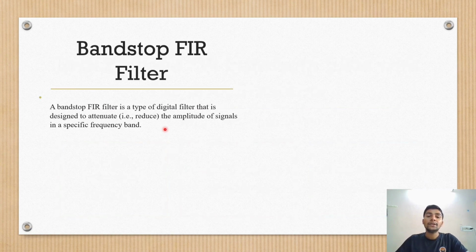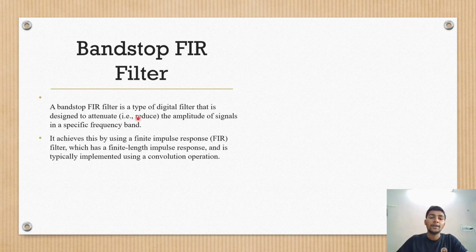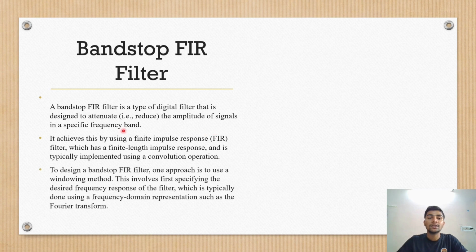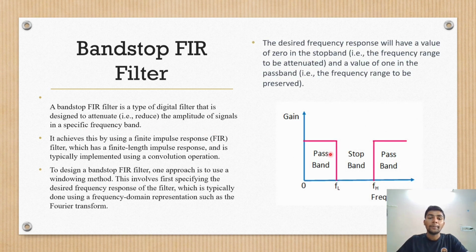Now, what is band stop FIR filter? A band stop FIR filter is a type of digital filter that is designed to attenuate the amplitude of signals in a specific frequency band. To design a band stop FIR filter, one approach is to use a windowing method. In this diagram, you can see here FL is our lower cutoff frequency and FH is our higher cutoff frequency. In between these two frequency, our gain is 0, so it is a stop band.